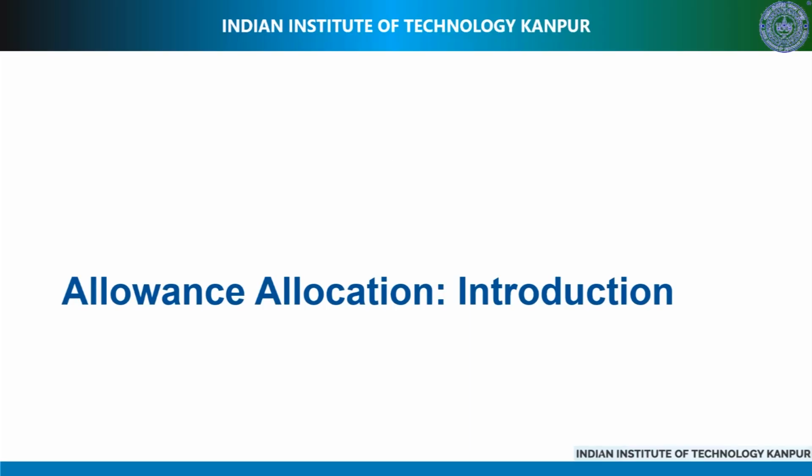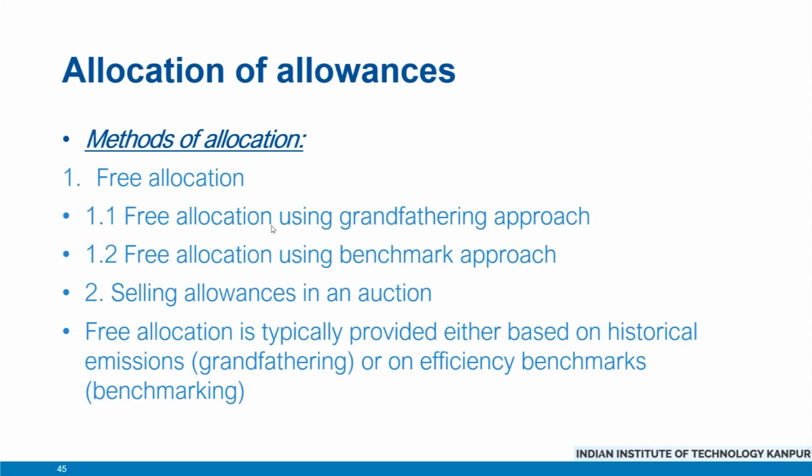In the next few videos, we'll discuss the allowance allocation approaches, starting with the introduction in this video. There are two fundamental approaches to allowance allocation. Either the government can give the allowances away for free through free allocation, or it can sell the allowances at auction.